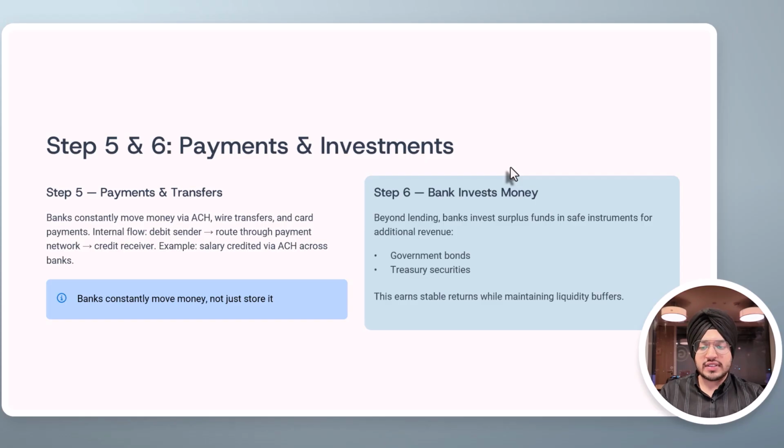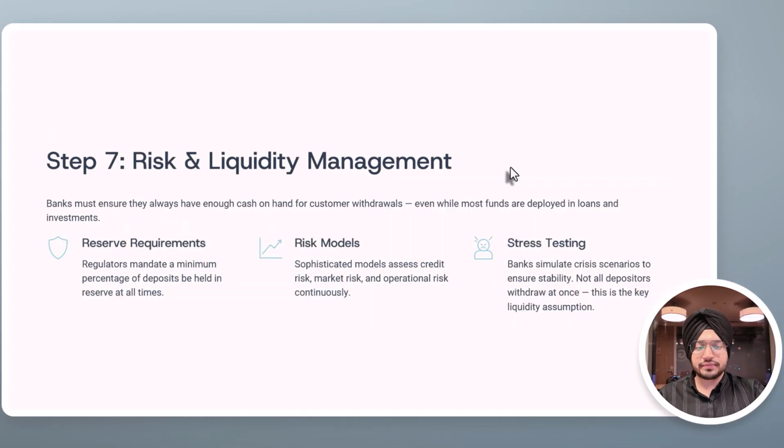Then payments and investments. The bank will constantly move their money through various payment methods such as ACH, wire transfer, and card payments. And then the bank will invest that money. So beyond lending that money, the bank will also invest that money in government bonds or treasury securities.